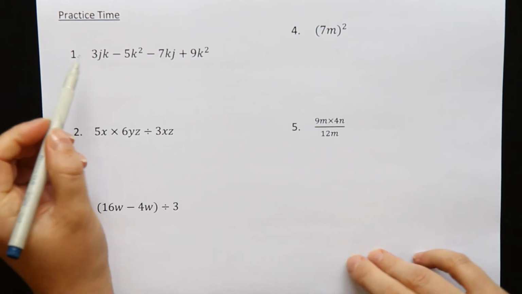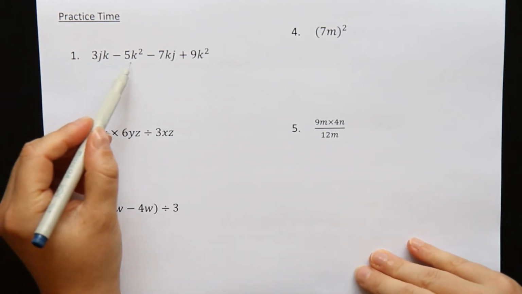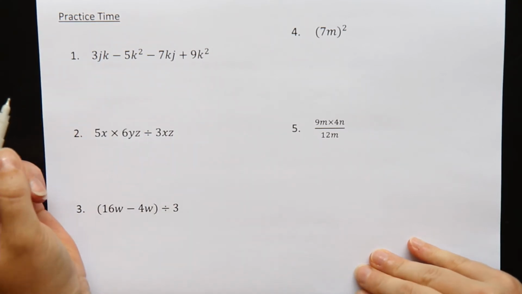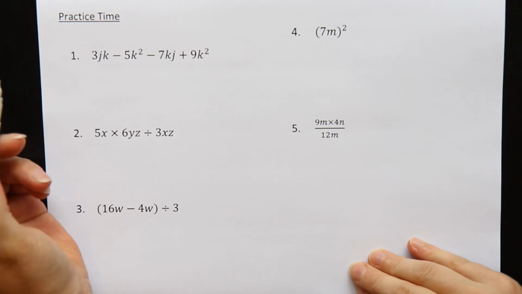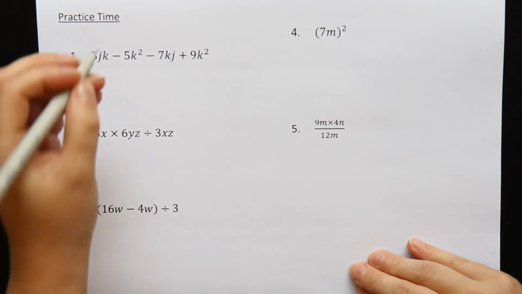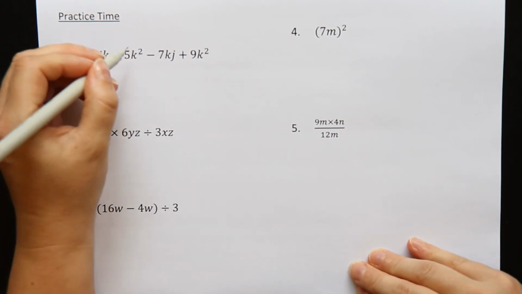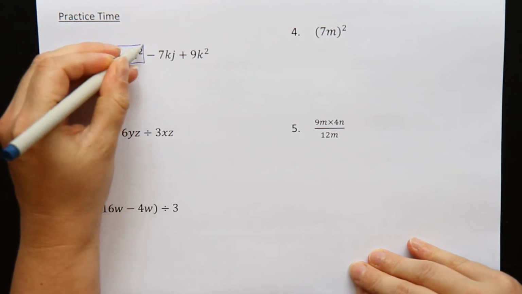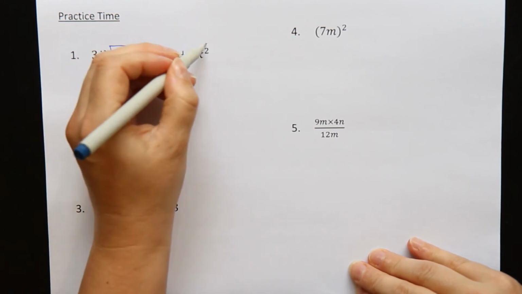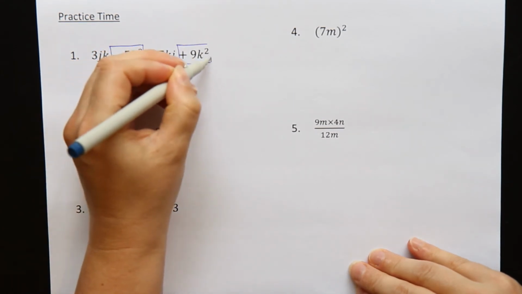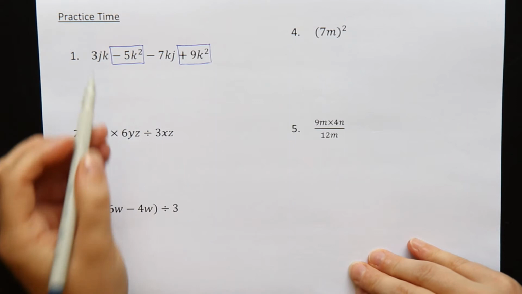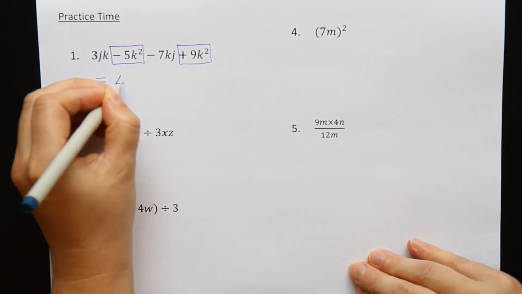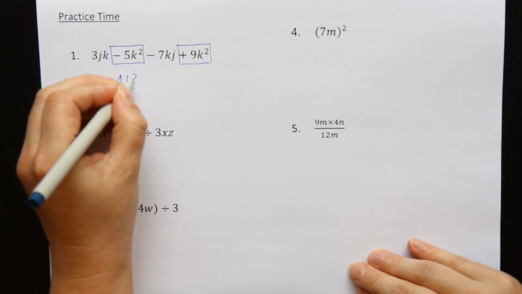Question 1. 3jk minus 5k squared minus 7kj plus 9k squared. Well, adding and subtracting, so let's look for some like terms. Usually I like to do things with powers first, so let's start with minus 5k squared and a plus 9k squared. So minus 5 plus 9 would make a positive 4k squared.